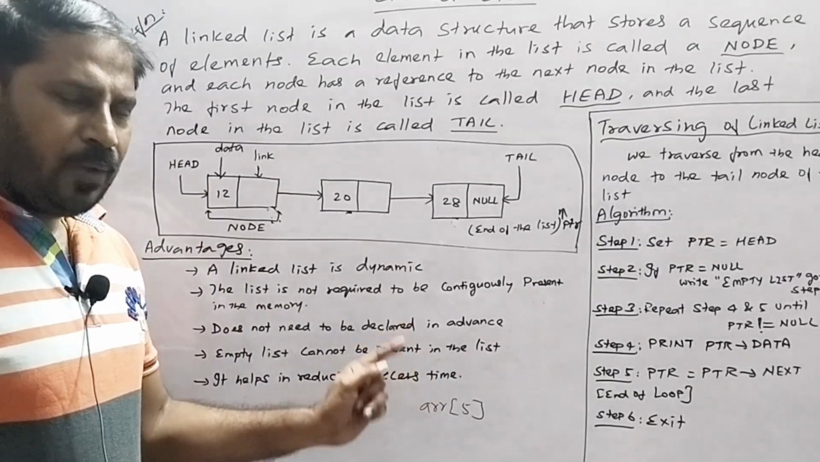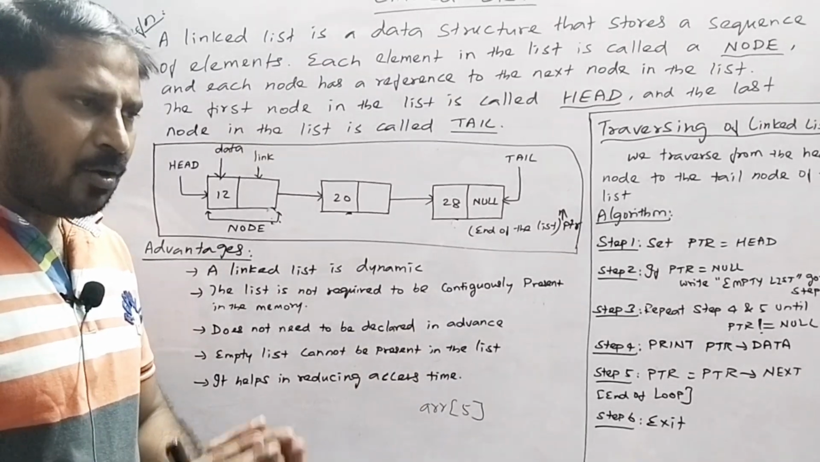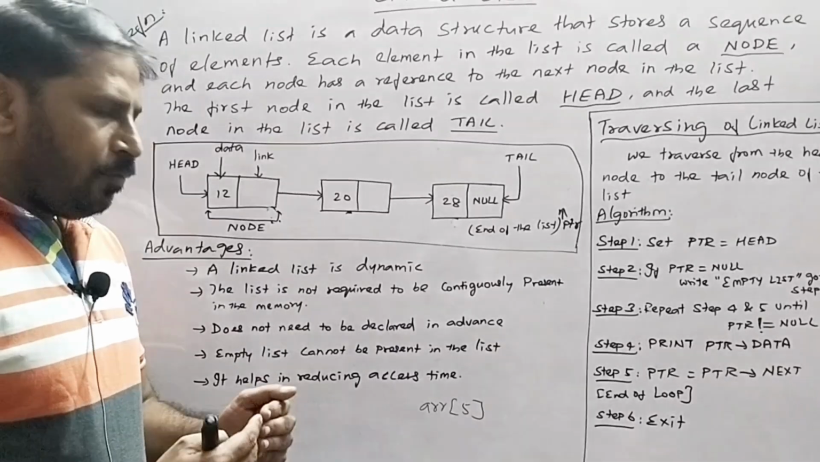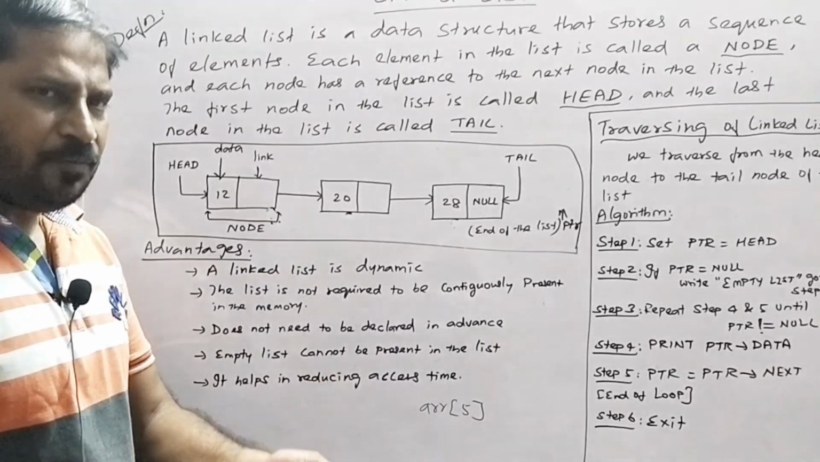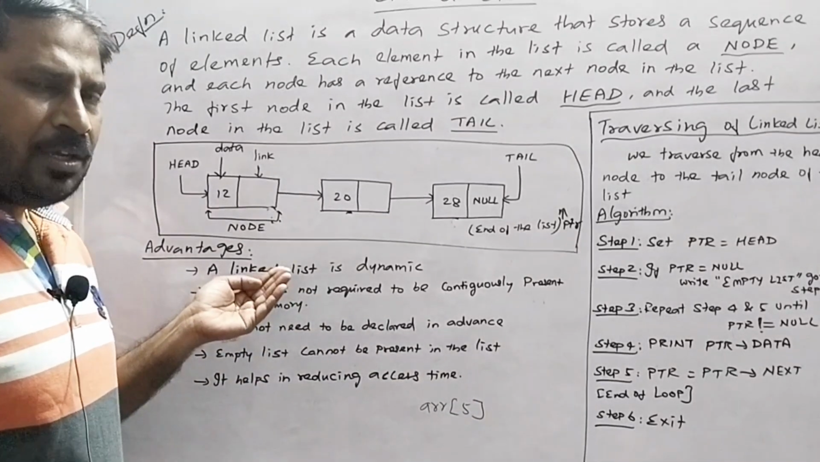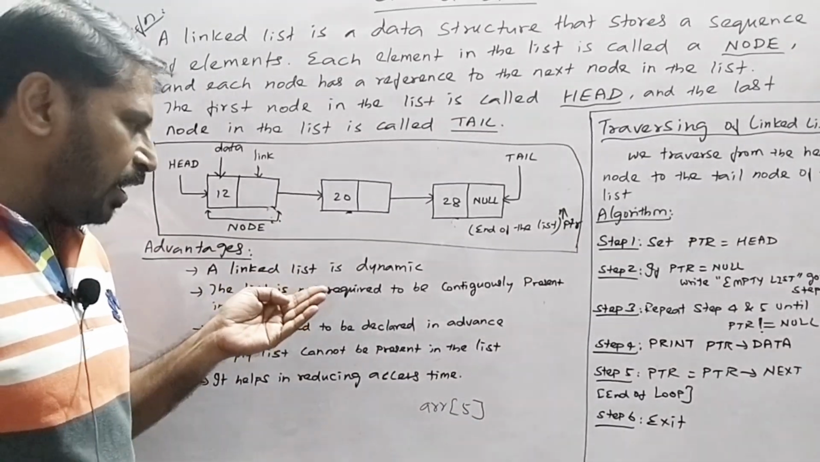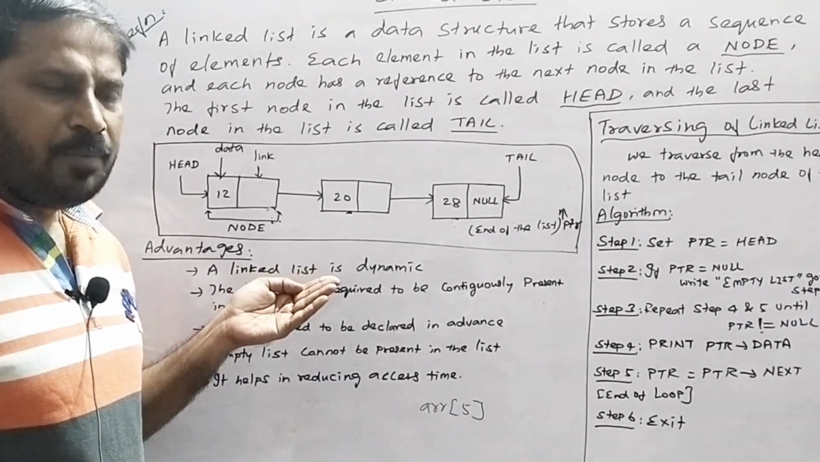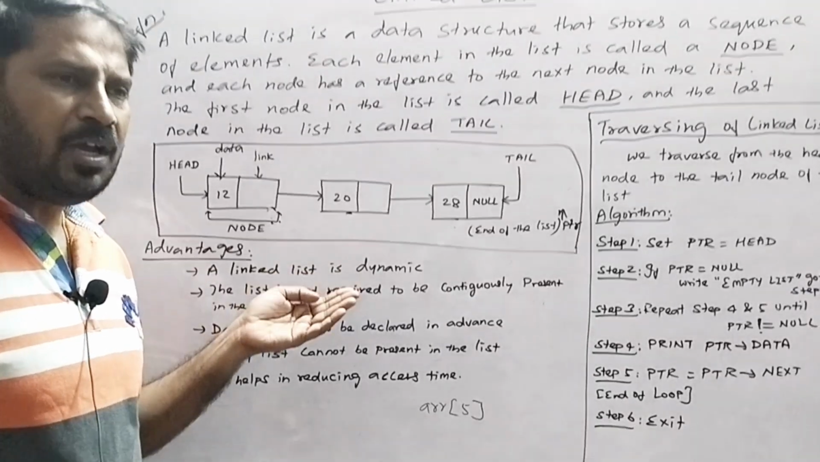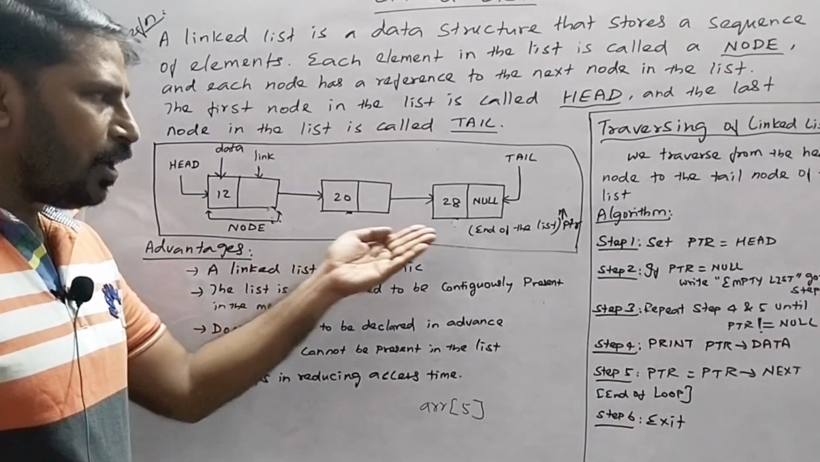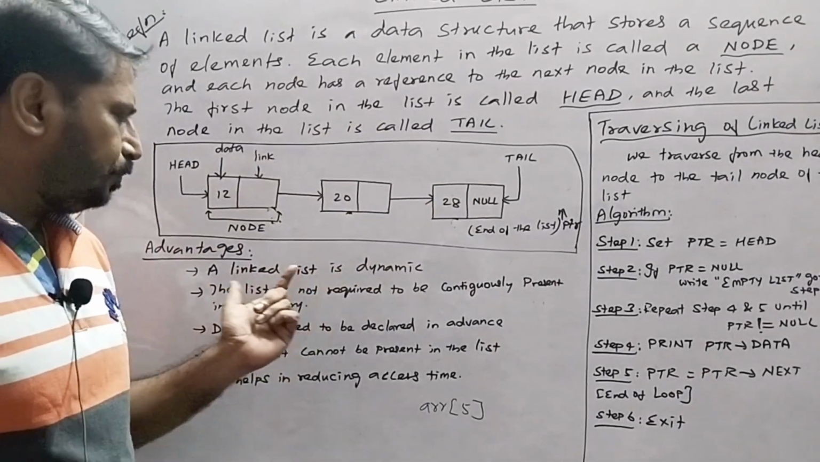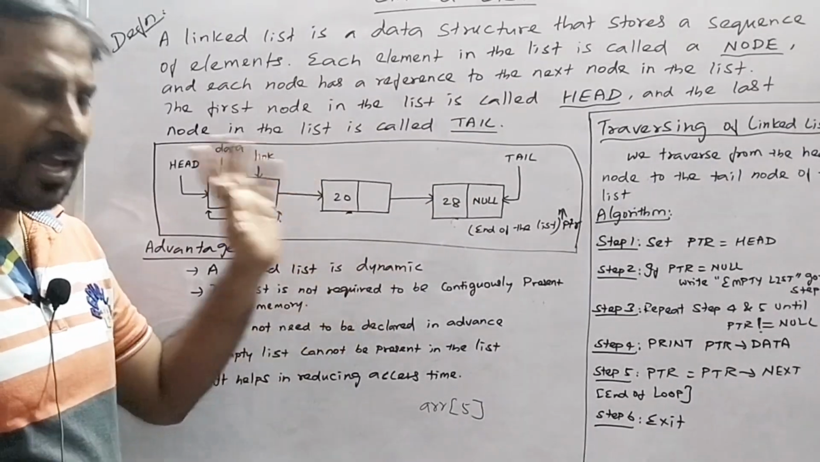In an array we have to allocate the memory space well in advance, before we start the program. Whereas in a linked list there is no such necessity. Whenever memory is needed, at that time we take one node, use that node, and attach that node to the linked list. That's why a linked list is called dynamic.